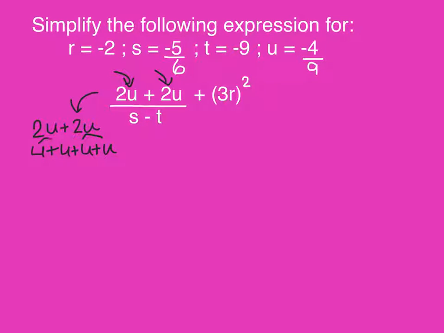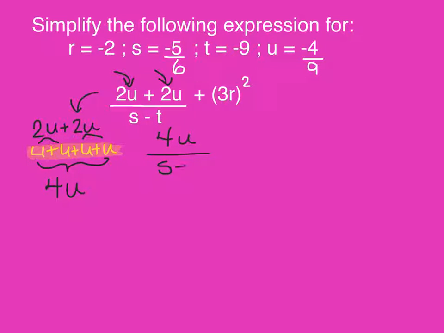2 u's and 2 u's. So how many u's of that? That's, of course, 4. So this is combining like terms, 4u. I really didn't have to write out this section right here, but I wanted to make sure that you understood where that came from. So I'm going to move this back in here, and I'm going to rewrite my original expression so that it says 4u divided by s minus t plus the quantity of 3r squared.